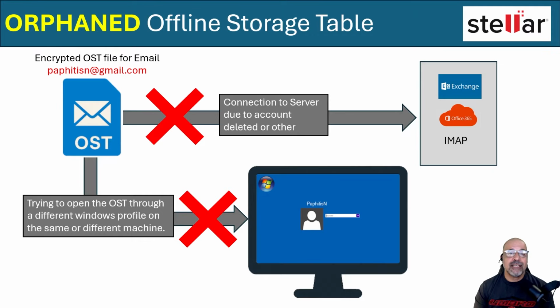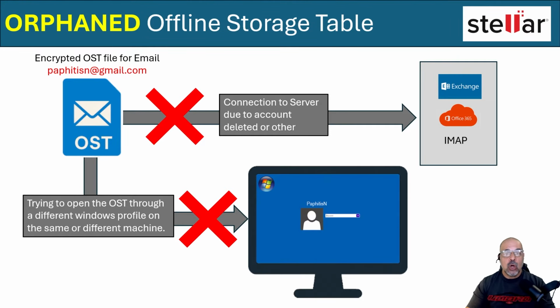So if any one of these is not true, for example, if there is no connection to the server for whatever reason, and we'll see the reasons why in a minute, or I try to open an OST through a different Outlook or Windows profile, the OST file will not be able to be opened and accessed, and this is known as an orphaned OST, or an orphaned offline storage table. This is a security measure to, let's say, ensure that somebody can't just go and copy the OST file from your computer and then just throw it on their computer and access all of your emails.